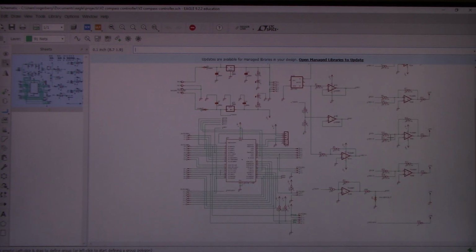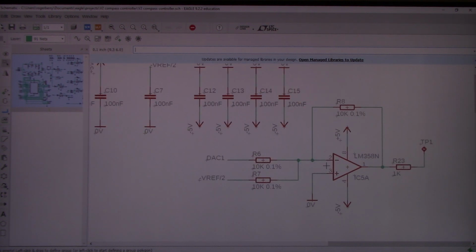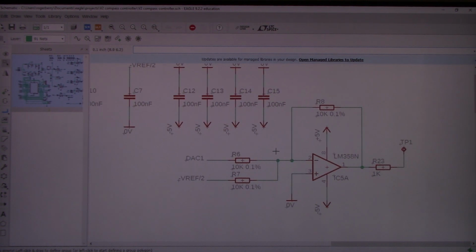So we feed that into our summing amplifier here, so that if our DAC output is zero, and we subtract minus 1.25 volts from it, we'll get effectively minus 1.25 volts here.